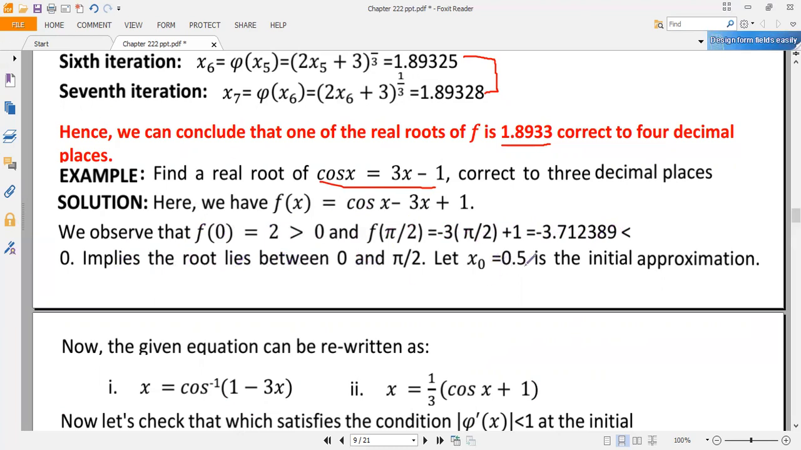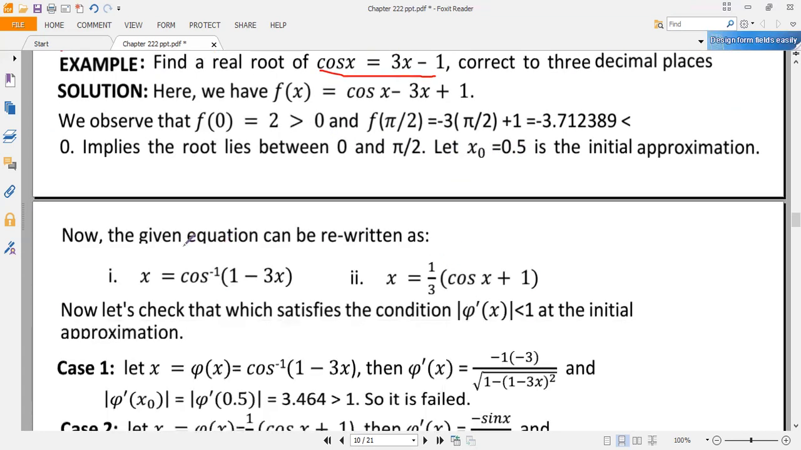So let's take x naught equal to 0.5. Pi over 2 is almost 1.5, so we can take any initial approximation between 0 and 1.5. But mostly, in the fixed point iteration method, we use the initial approximation near the smallest functional value of the two points where the root lies. So clearly you can see that 2 is less than the absolute value of negative 3.7, so near to 0.5, we can take 0.5.